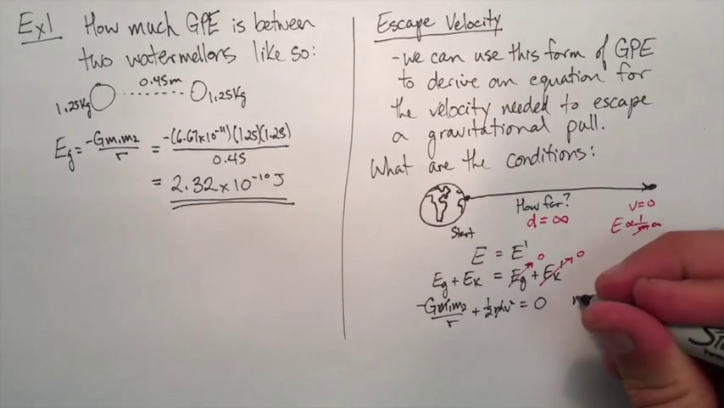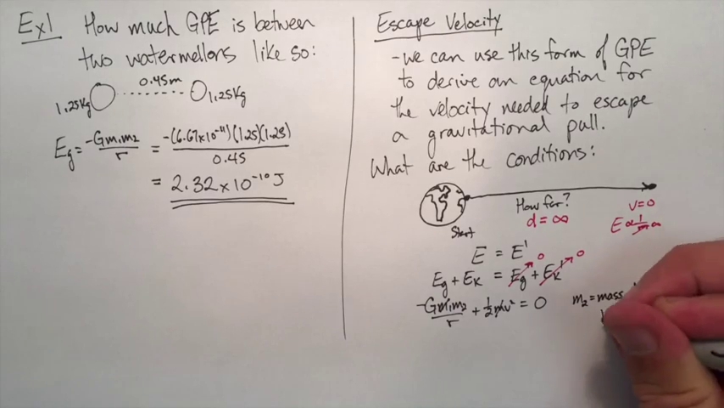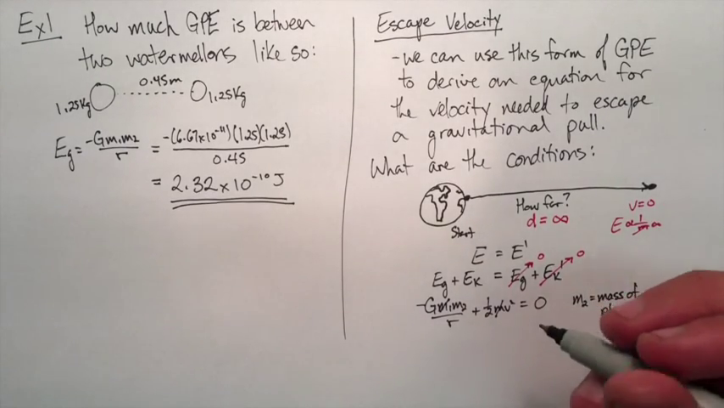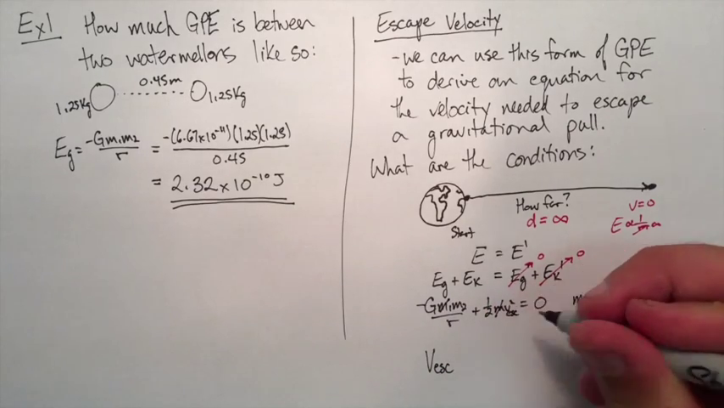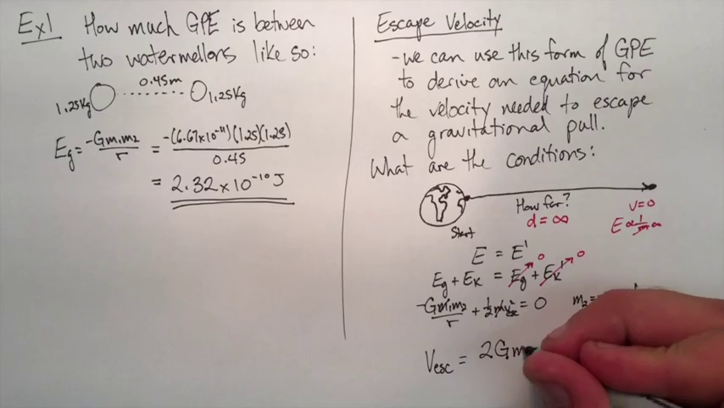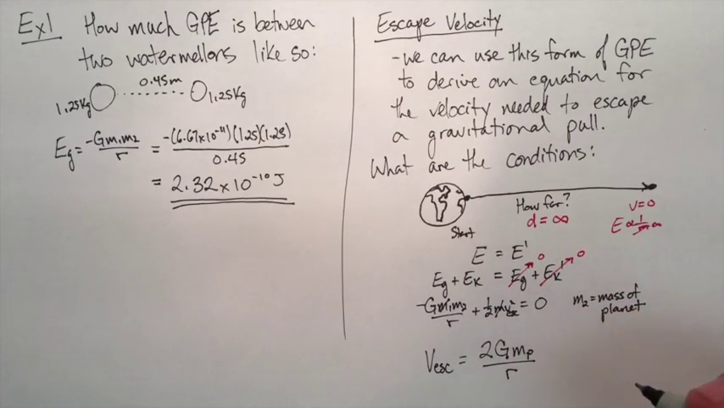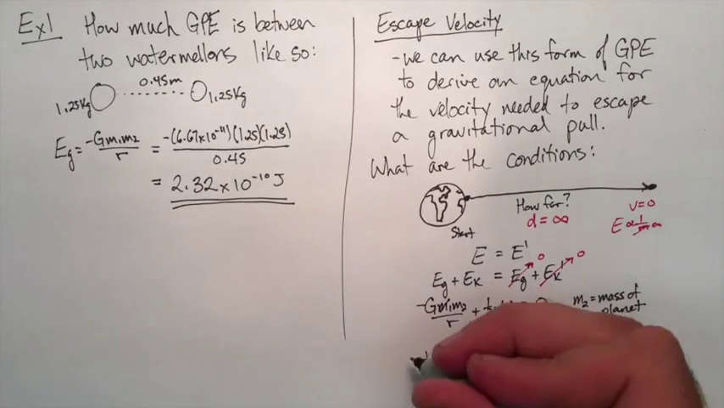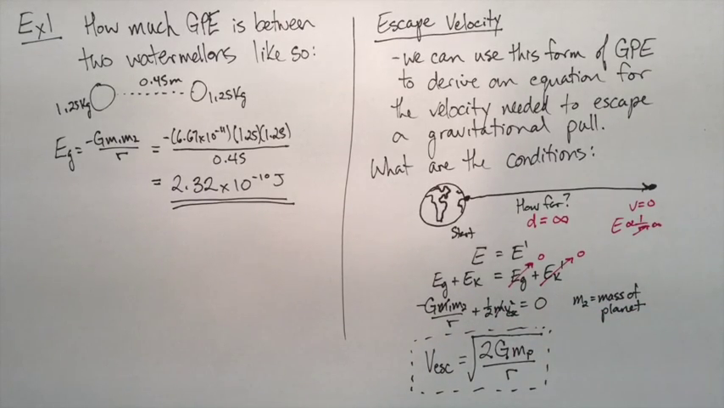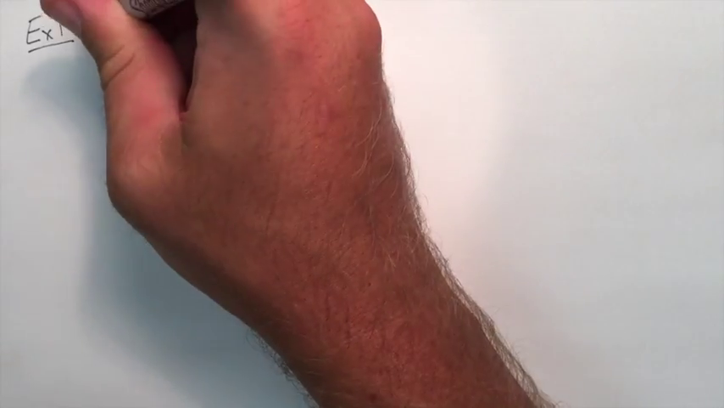We're going to put in our expressions for Eg and Ek. One of the masses will cancel out. The other mass left over is going to be the mass of the planet. So if I rearrange for v, v is our escape velocity. This is what the equation turns out to be. The escape velocity is the root of 2G times the mass of the planet divided by your separation to the middle of the planet.